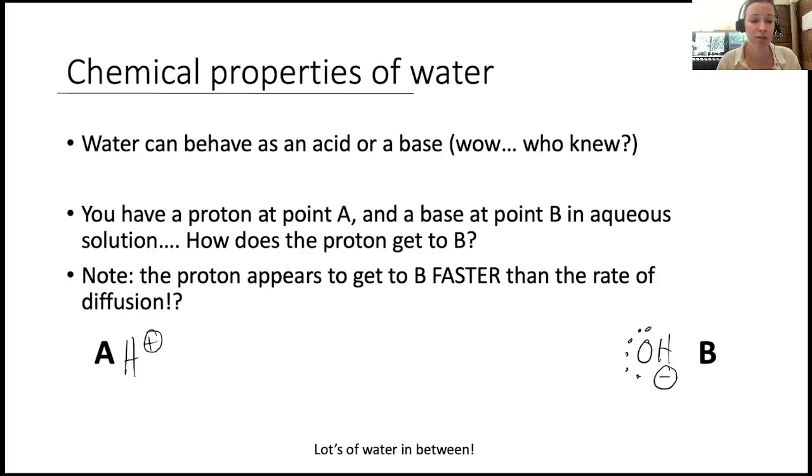In aqueous solution, how does the proton get from point A to point B to react with the base? A note is that the proton appears to get there faster than the rate of diffusion. So the reaction occurs faster than it would take for H, the proton, to move all the way to my OH, my hydroxide. The answer is already on the slide, folks. There's lots of water in between.